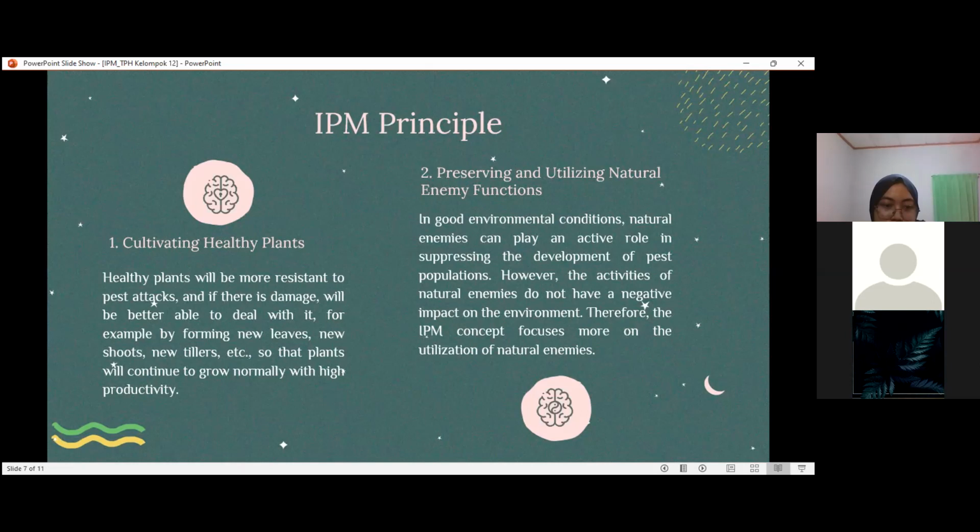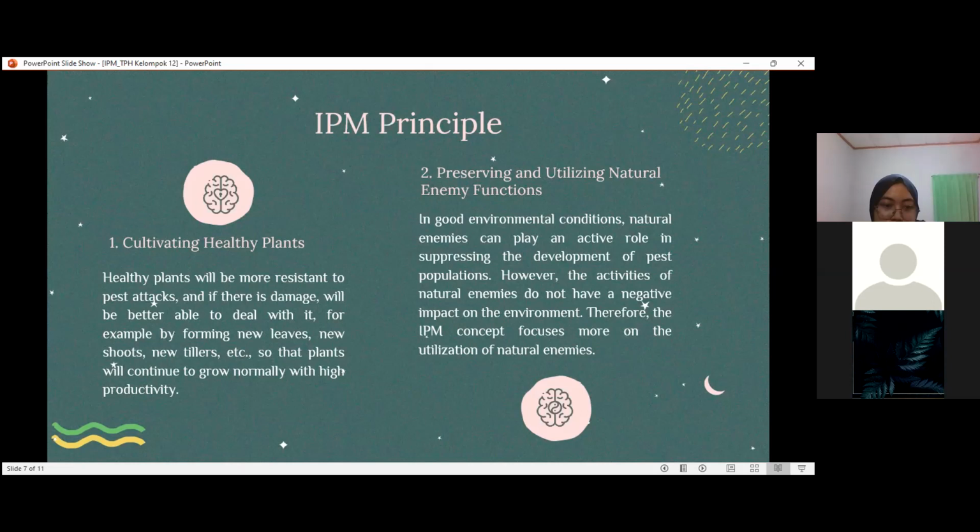Number two, preserving and utilizing natural enemy function. In good environmental conditions, natural enemies can play an active role in suppressing the development of pest population. Moreover, the activities of natural enemies do not have a negative impact on the environment. Therefore, the IPM concept focuses more on the utilizing of natural enemies.